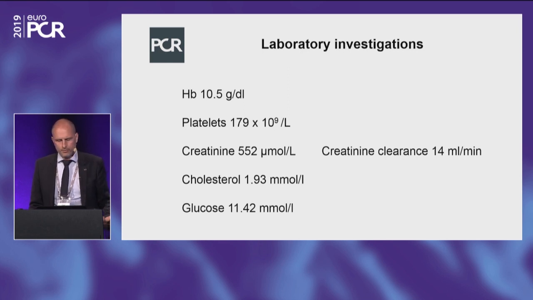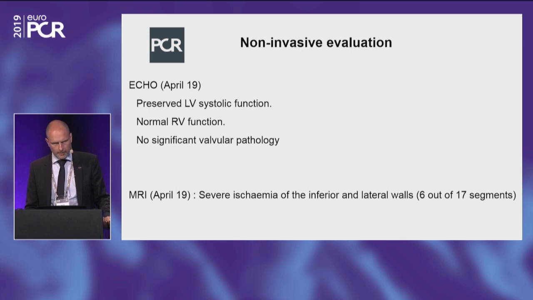On the laboratory investigation, we can see a clear anemia and also a high creatinine. And for the non-invasive testing, he had in April, a few weeks ago, a good LV systolic function, normal RV function, and on the MRI performed, he has clear and severe ischemia of the inferior and lateral wall for 6 out of 17 segments.